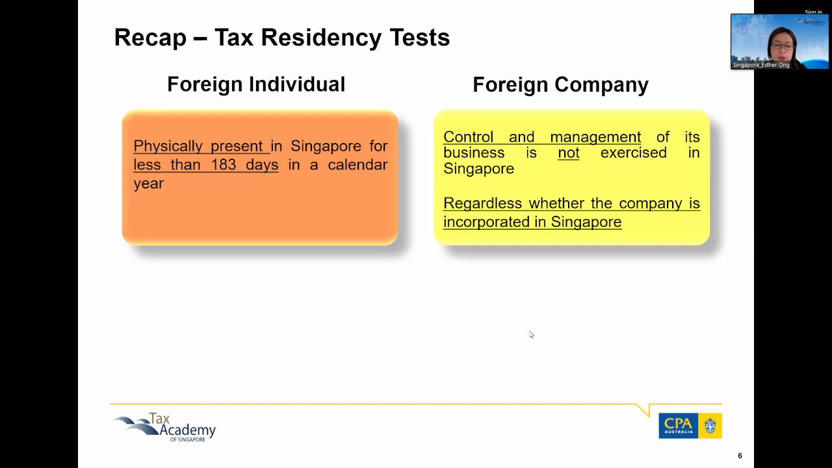So to recap, for companies, the tax residency test is based on the place of control and management of the company's business. Generally, we will base the place of control and management on where the company's board of directors meetings are held. The tax residency test for companies is not based on the place of registration or incorporation. For example, if a company is incorporated or registered outside Singapore, but the control and management of the company's business is exercised in Singapore, then the company is considered a Singapore tax resident. On the other hand, if the company is incorporated or registered in Singapore, but the control and management of the company's business is exercised outside Singapore, it is considered a Singapore non-tax resident.